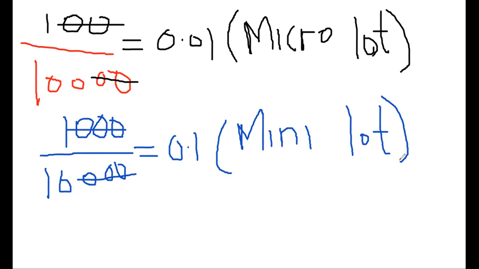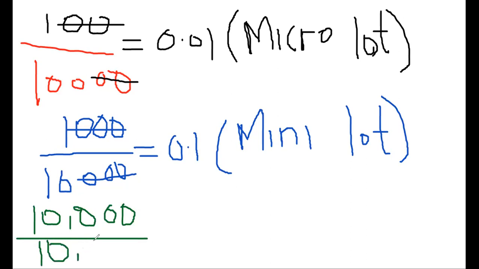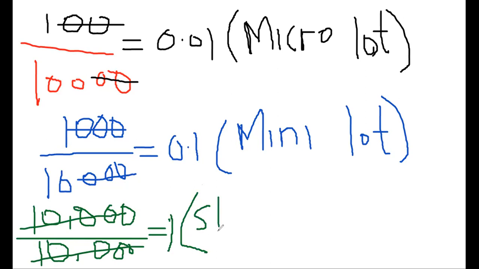So let me even start. Okay, maybe I should finish. What about a standard lot? A standard lot is when you have 10,000 divided by 10,000. 10,000 divided by 10,000 is what? 1. So this is what? The standard lot size. How you think? This is the standard lot size.